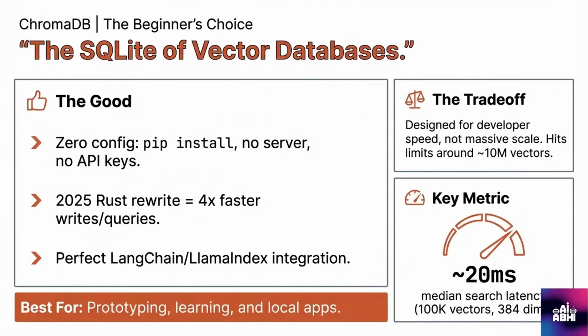Think of Chroma as the SQLite of vector databases. You prototype with it, maybe even run it in production for small apps, but it's not for billions of vectors. Chroma has around 20 milliseconds median search latency on 100K vectors at 384 dimensions, as you can see on screen. Let's move to the next slide.